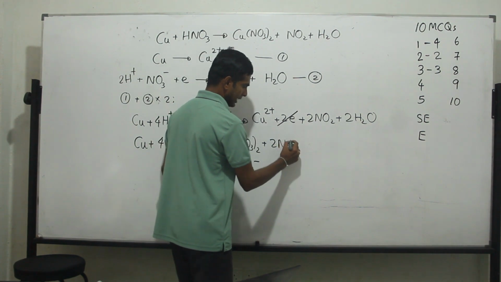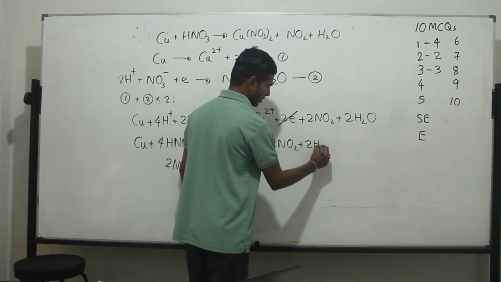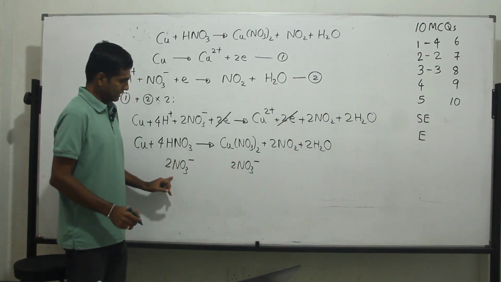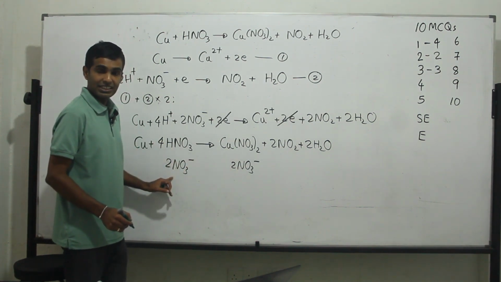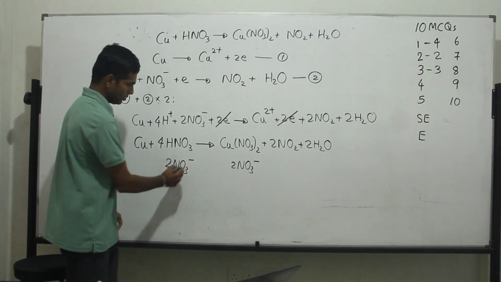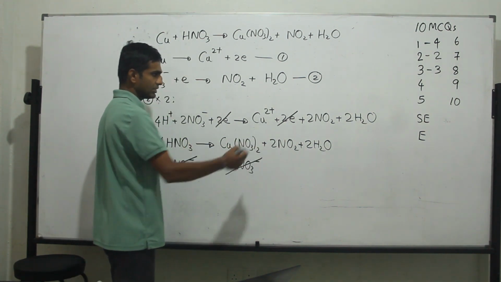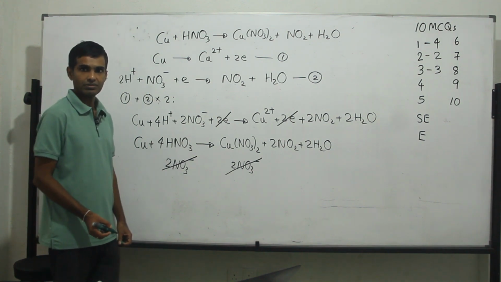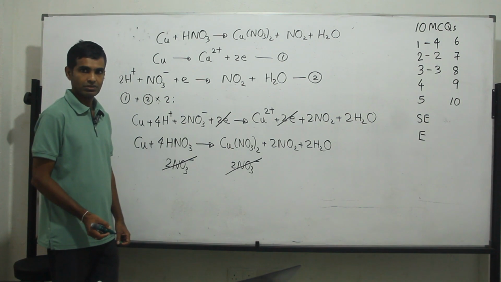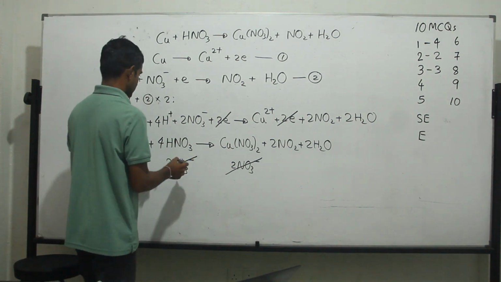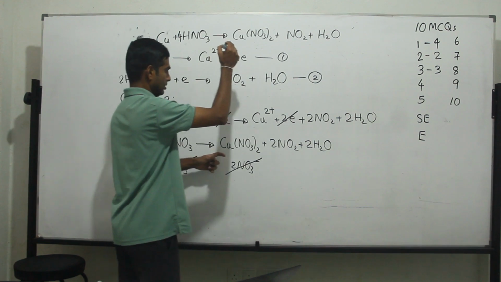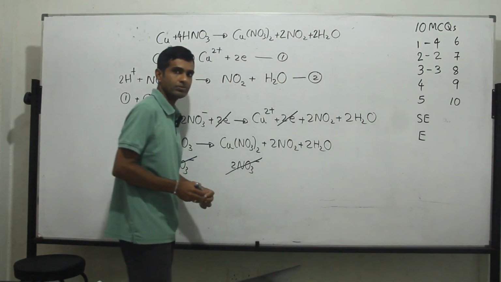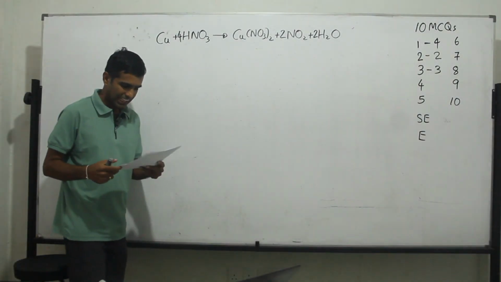Then 2 nitrogen dioxide molecules, 2 water molecules. It's clear that there are 2 nitrate ions excess in both sides, so they cancel out. So this is the balanced chemical equation for the reaction. So we can write that before doing the calculation. Now we can move to the calculation.